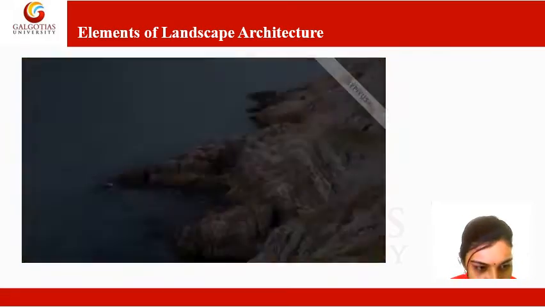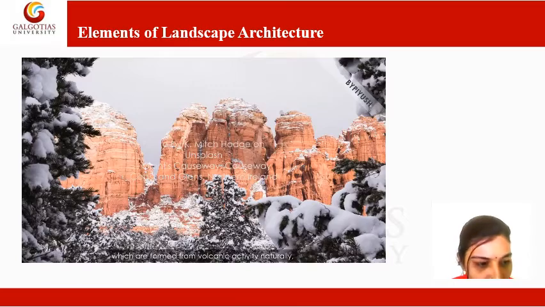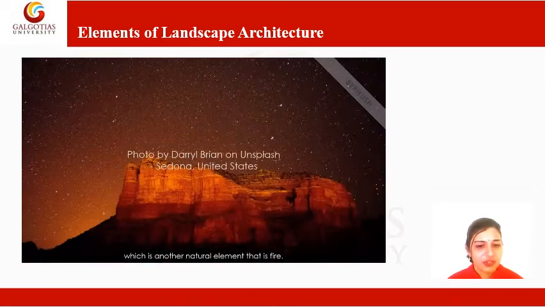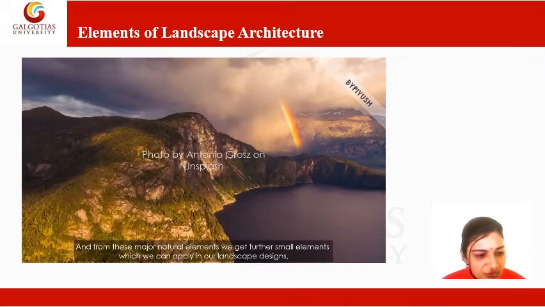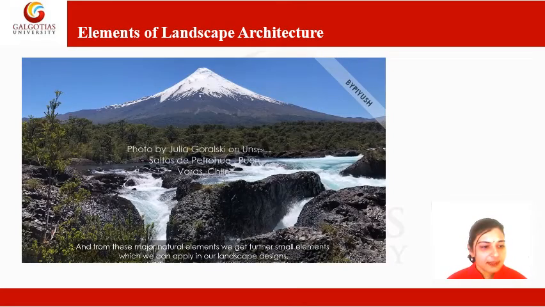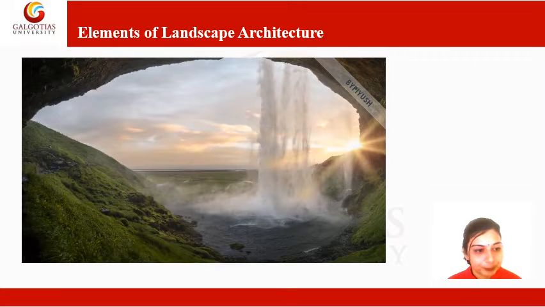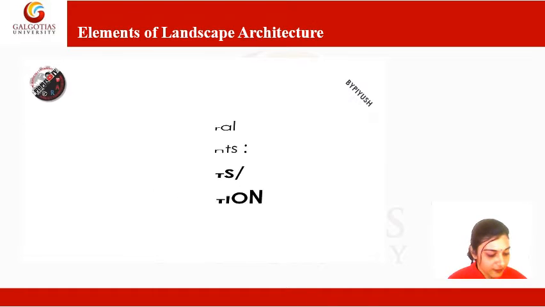In these visuals you can see the types of sedimentary, igneous and metamorphic rocks which are developed by volcanic eruption and other natural activities. From these major natural elements we get further small elements which we can apply in our landscape design. Now we will discuss them one by one in detail. Firstly, we start with natural elements, that is plants and vegetation.